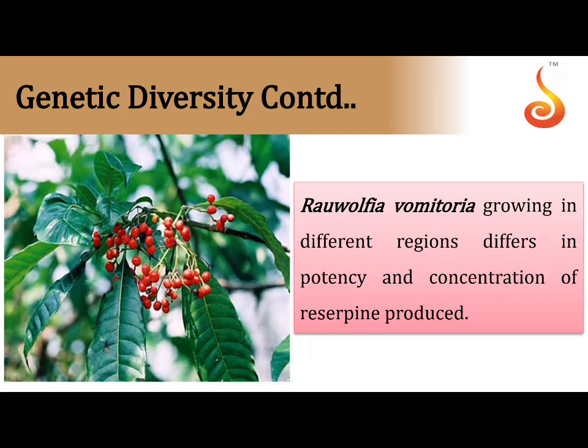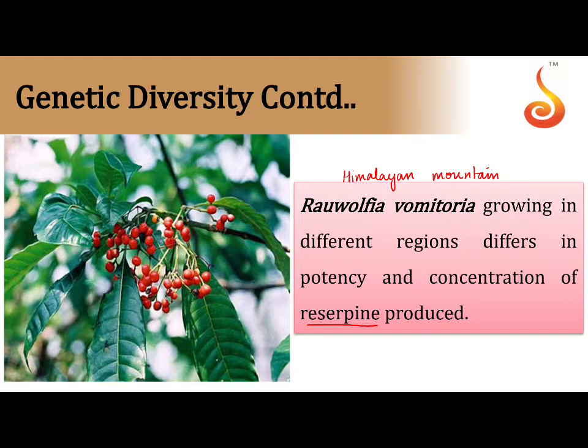Rauvolfia vomitoria is one of the plants which is generally grown in the Himalayan mountains. When you see from the valley, from the base of the Himalayan mountains, as you go higher, you can see these Rauvolfia vomitoria growing all throughout. Now, these plants are generally grown for a medicinal purpose, which is reserpine. Reserpine is the chemical which helps in various kinds of treatments.